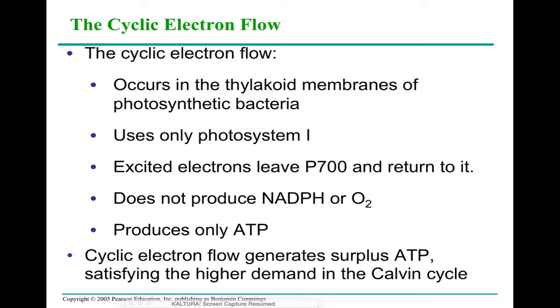They're only making ATP. So cyclic electron flow generates a lot of ATP, and these ATPs are used for making their glucoses in the Calvin cycle. So they're not living off of this ATP for their energy requirements. They're using ATP made by cyclic electron flow to make food in the Calvin cycle stage.